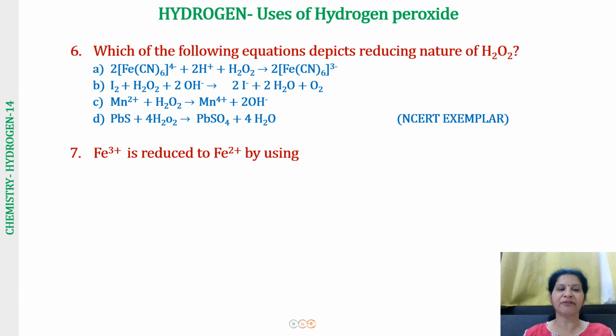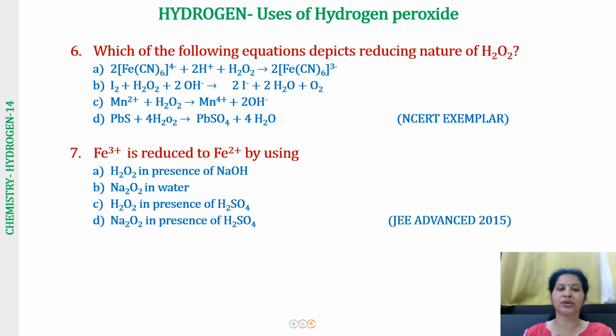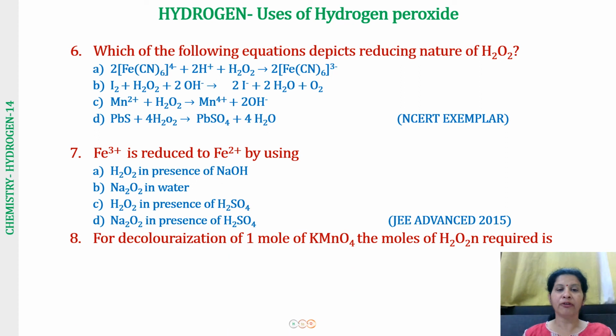The next we have is Fe3+ is reduced to Fe2+ by using H2O2 in presence of NaOH, Na2O2 in water, H2O2 in presence of H2SO4, and the last choice Na2O2 in the presence of H2SO4, a JEE Advanced 2015 question. For the decolorization of 1 mole of KMnO4, the moles of H2O2 required are 1/2, 3/2, 5/2, 7/2, and this is the question which has been asked in the AIIMS examination for the year 2002.